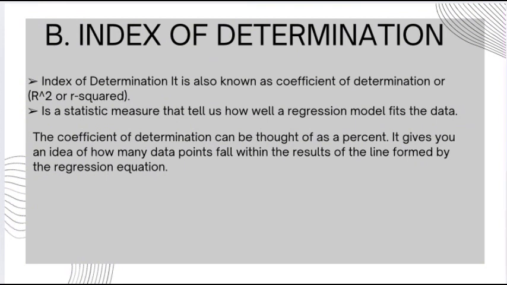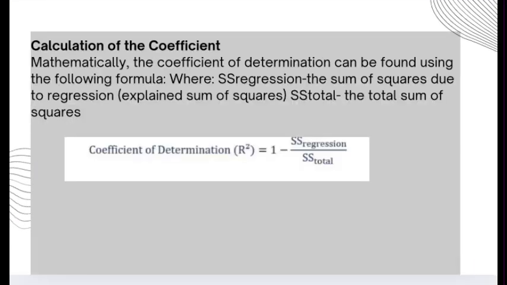Next, the coefficient of determination can be thought of as a percent. It gives you an idea of how many data points fall within the result of the line formed by the regression equation. It means that R-squared is often represented as a percentage. So let's move on to the calculation of the coefficient. Mathematically, the coefficient of determination can be found using the following formula, where the SS regression or the sum of squares due to the regression over the SS total or the total sum of squares. And that's all po.